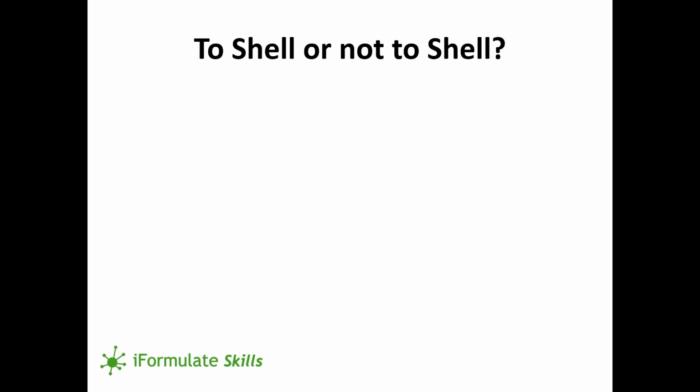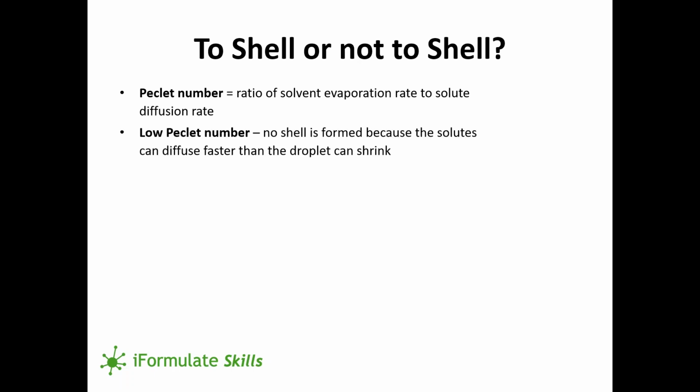So as promised, a short word here on shell formation. In spray drying, a useful concept is the Peclet number. The Peclet number is defined as the ratio of the rate of evaporation of solvent to the rate of diffusion of the solute. So for low Peclet number solutes, these diffuse faster than the droplet can shrink, and therefore the solute can move to form a small solid sphere like this as the water, or the solvent, is lost.